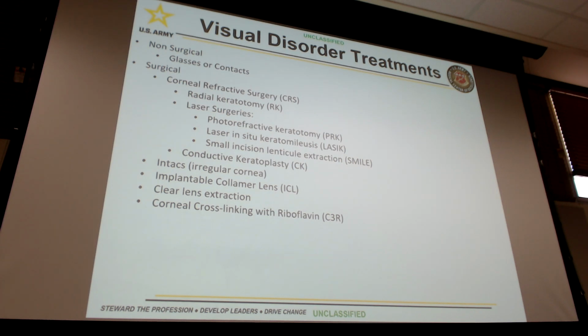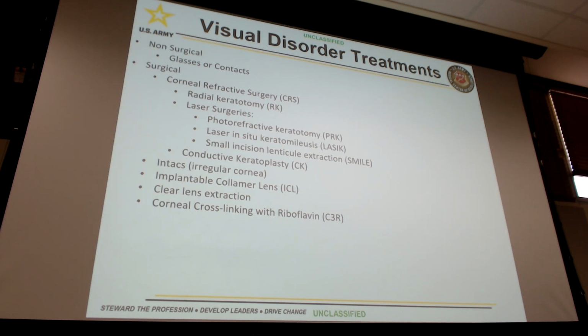It works really, really well. So if you can get SMILE, if you're nearsighted and you want refractive surgery, you should try to get SMILE, because the recovery is a lot better on it, and you don't have the dry eye issues that you will with LASIK and PRK, and you won't have the pain that you have with PRK. So SMILE. It's a good procedure.